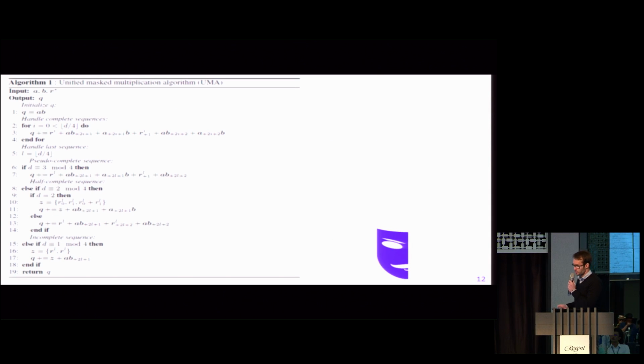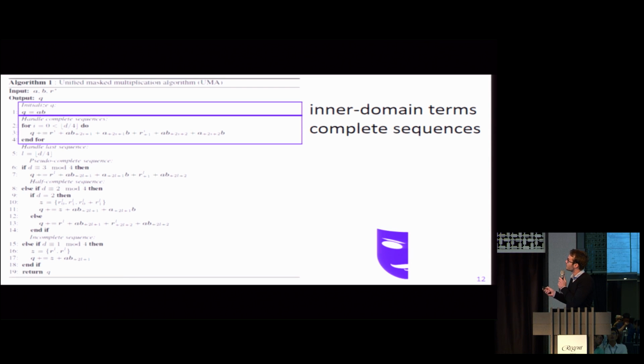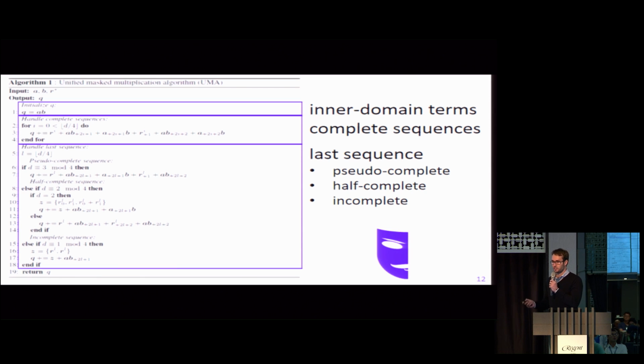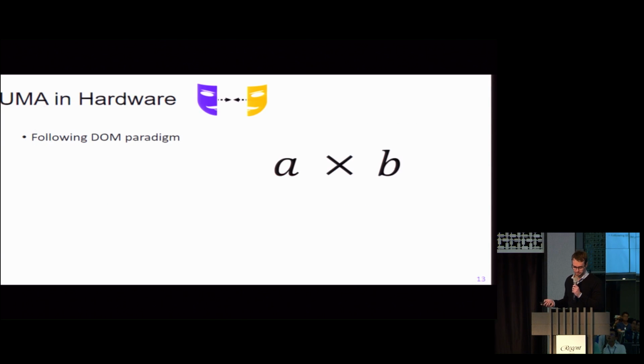Based on what I said, we can start to assemble the UMA algorithm. This starts with absorbing the inner domain terms. Then we handle all the complete sequences there are, so there could be multiple sequences. And finally, we treat the last sequence either by using Barthe et al.'s algorithm for the pseudo-complete case, Belaïd et al.'s solution for the half-complete case where we have the protection order D equal to 2, and for all other cases, we use the domain-oriented masking scheme.